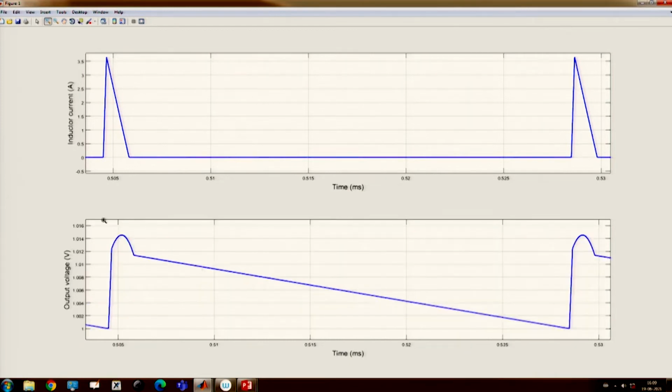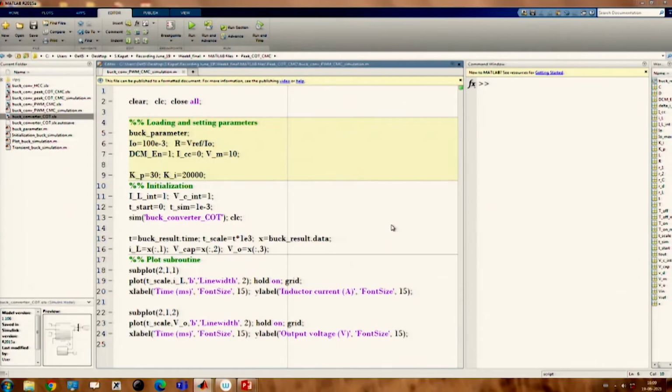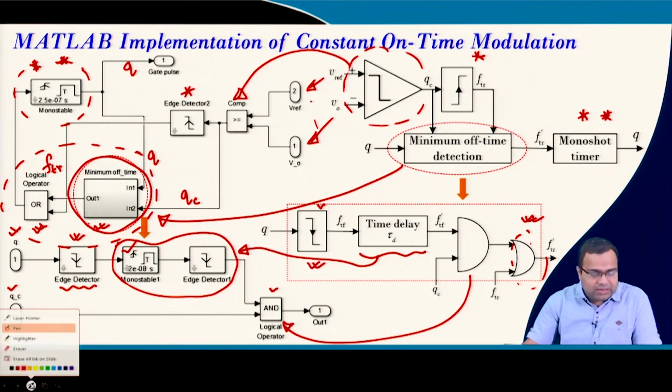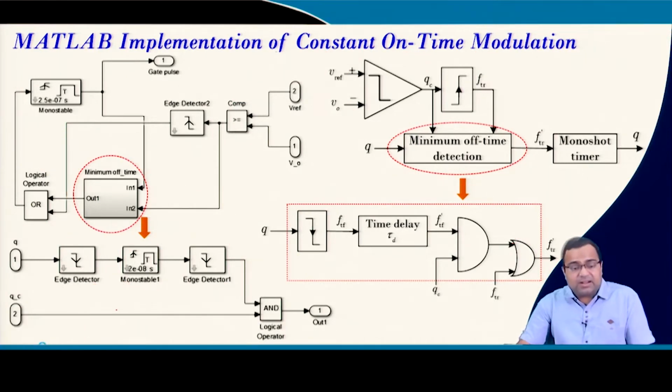So, you see whenever the output voltage tries to cross this reference voltage of 1 volt, the switch turns on for a fixed on time duration. Then whenever the on time has elapsed, the switch turns off, it hits the zero current discontinuous conduction mode, and the output voltage slowly decreases because the load current is very low. Whenever it hits the reference again, the switch turns on again. So, the constant on time logic works in this process. That means, now we understood how it works. The next part is that okay.